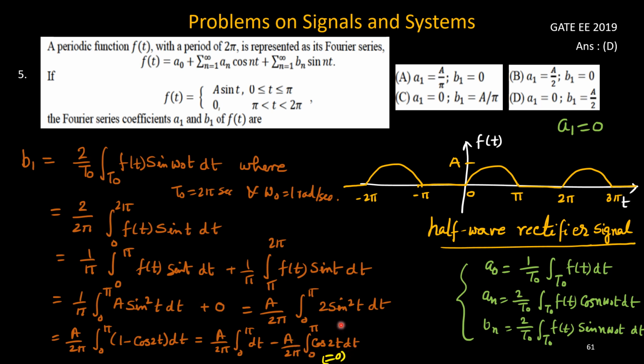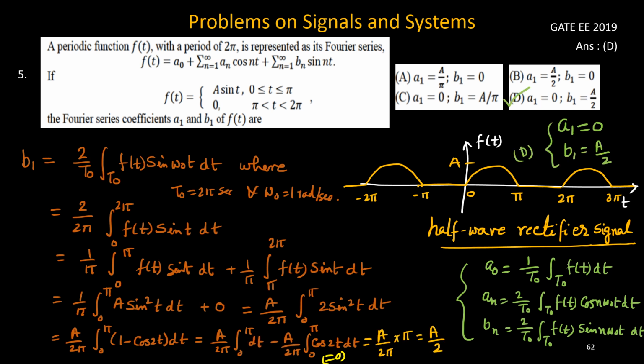And this is again 0, because by the same logic, I'll have a full cycle of the cos signal within 0 to pi. For this cos signal, the total positive and negative areas will cancel, thus it will become 0. And the integration of dt from 0 to pi is pi only. So this is a by 2 pi times pi, which equals a by 2. Thus the answer is a1 equal to 0 and b1 equal to a by 2. Answer D is correct. I hope it is clear to all of you.